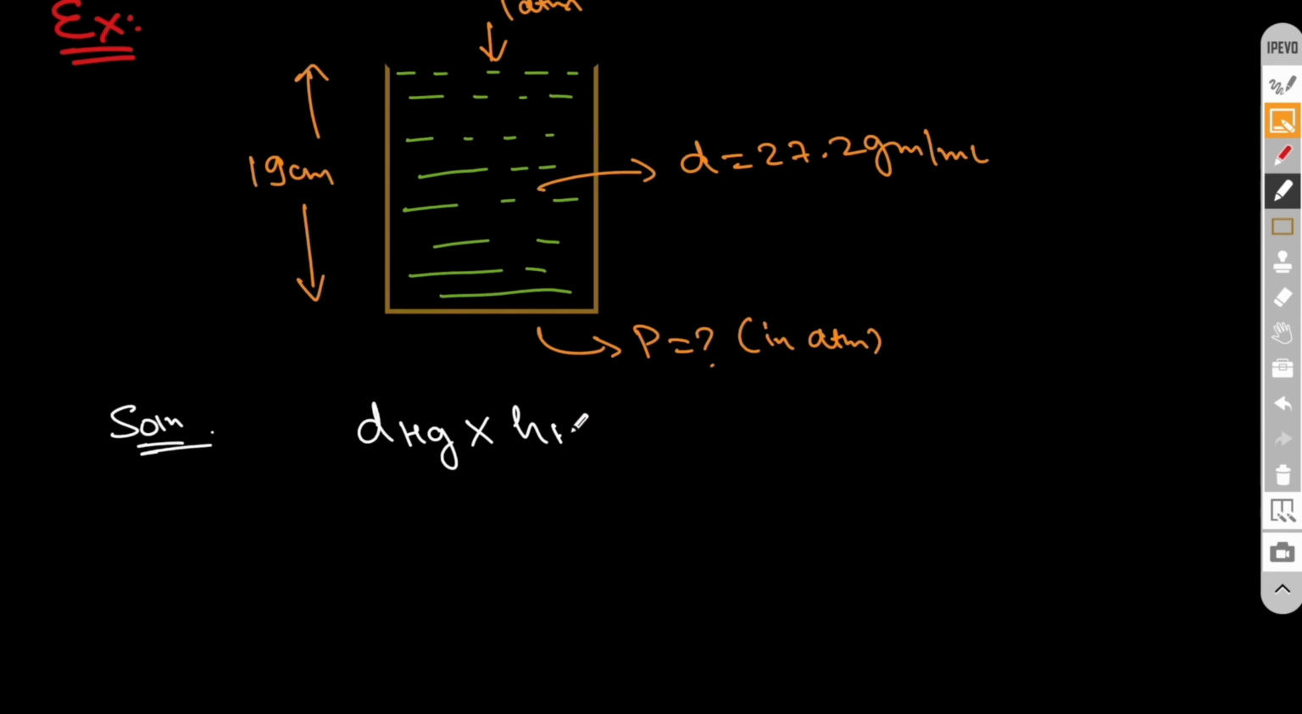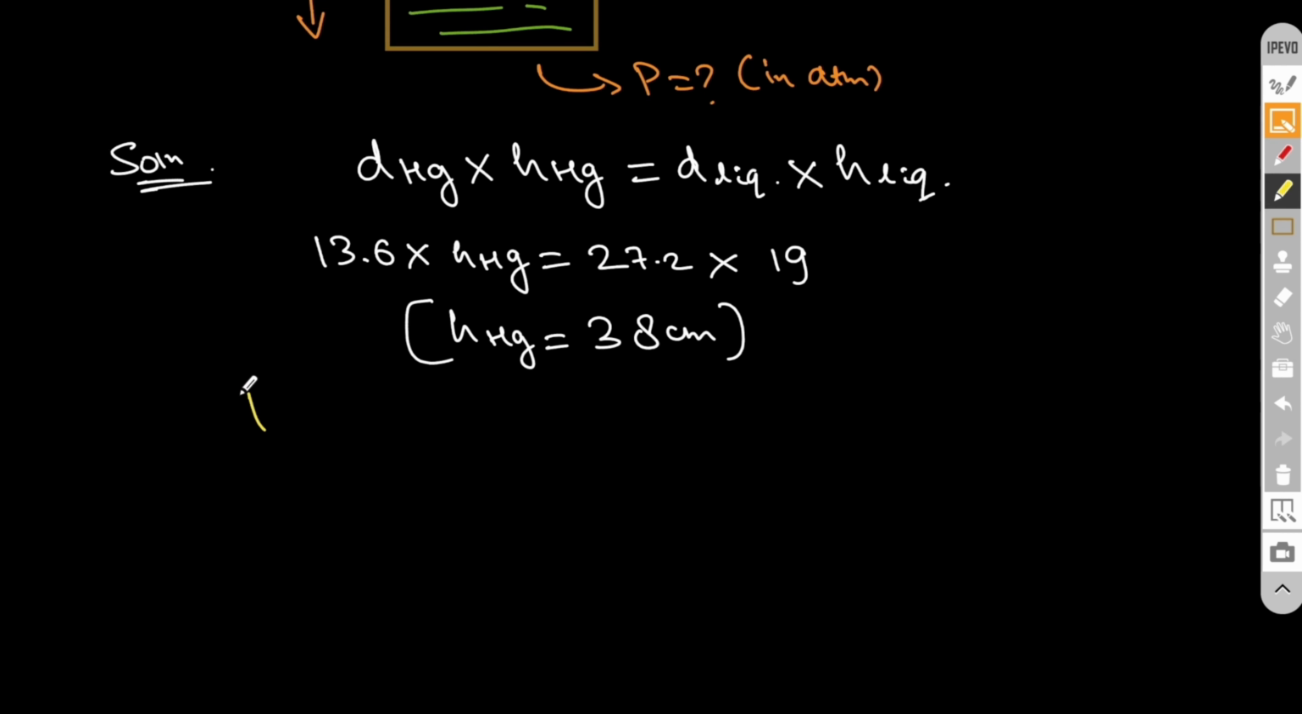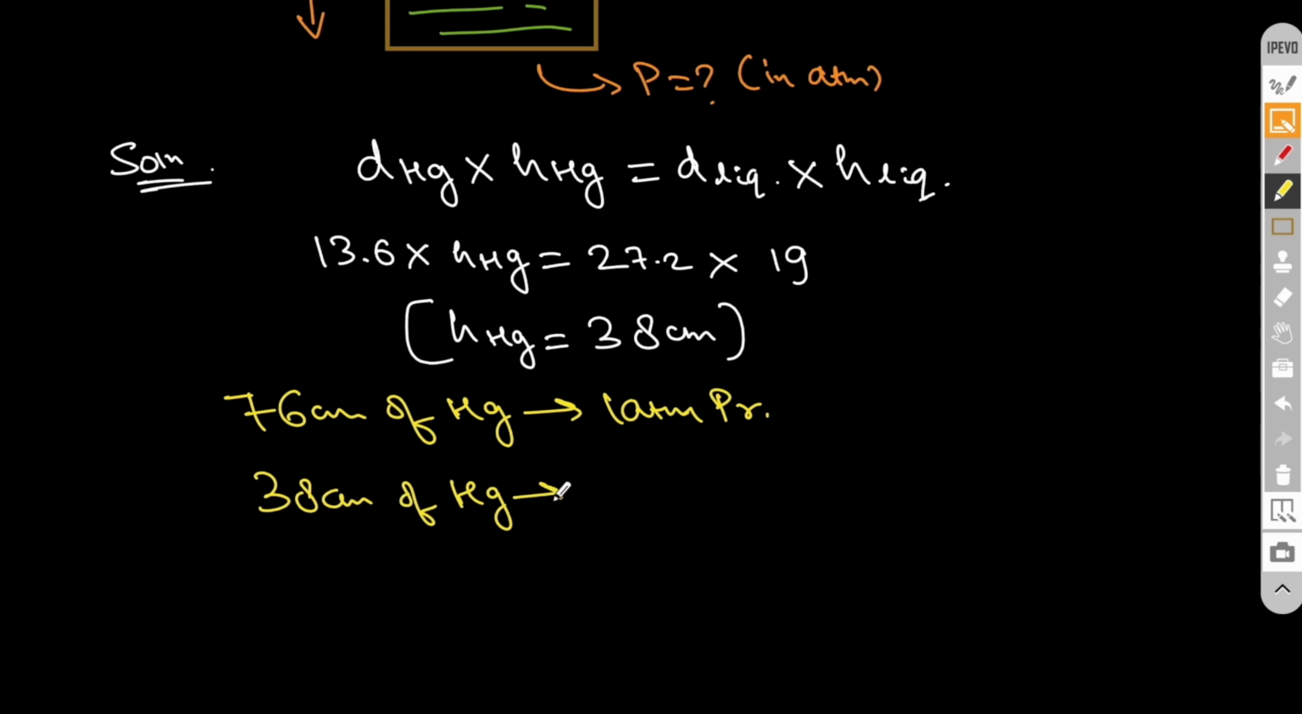So we'll simply write the formula. Density of mercury multiplied by height of mercury should be equal to density of liquid multiplied by height of that liquid. So density of mercury we already know, 13.6 gram per centimeter cube. Height of mercury we don't know. Density of liquid is given 27.2 gram per milliliters multiplied by height of liquid, which is 19 centimeter. On solving this, height of mercury will come out to be 38 centimeter, right?